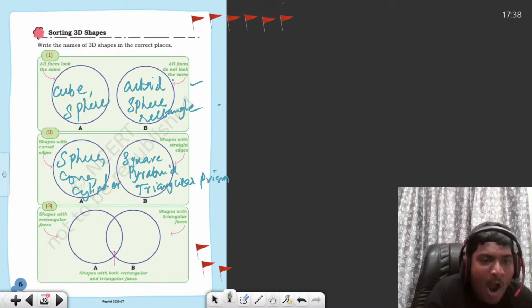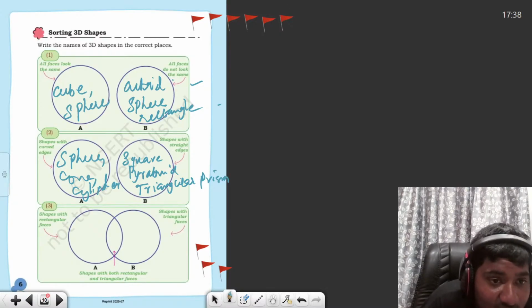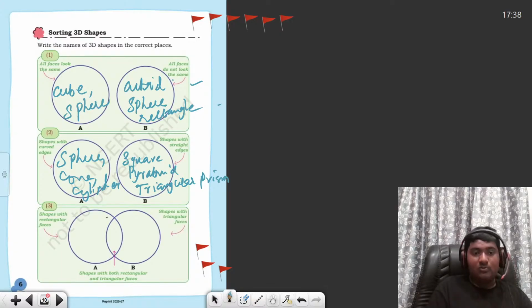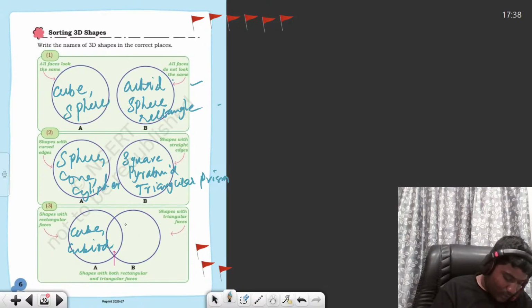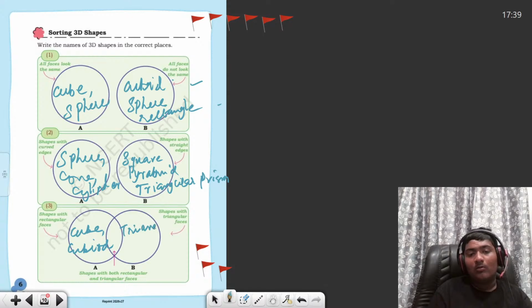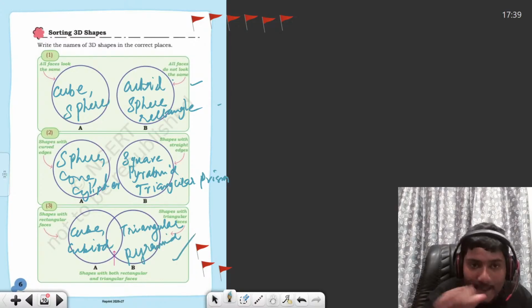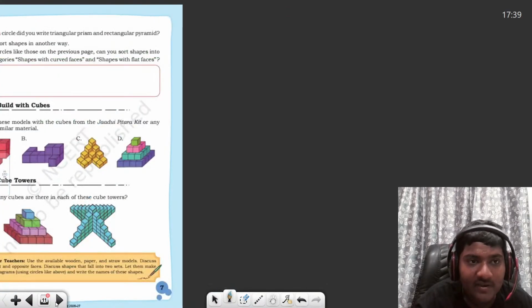Shapes with rectangular faces. There are only two shapes, none other but the cube and cuboid. Next, shapes with triangular faces. There will be only one, the triangular pyramid, with only triangular faces.